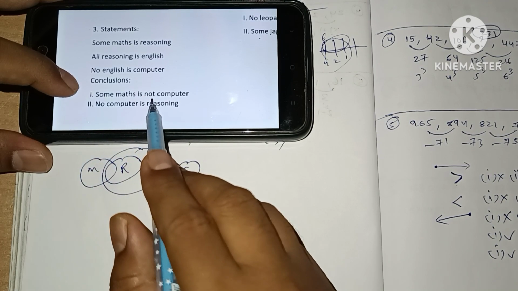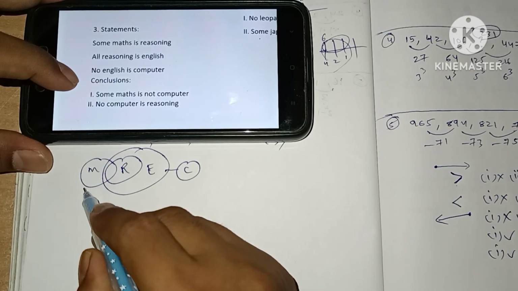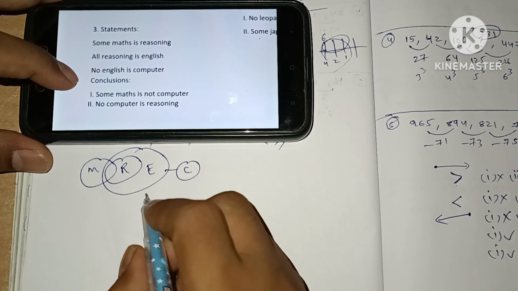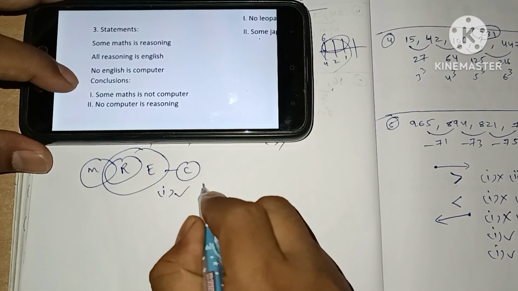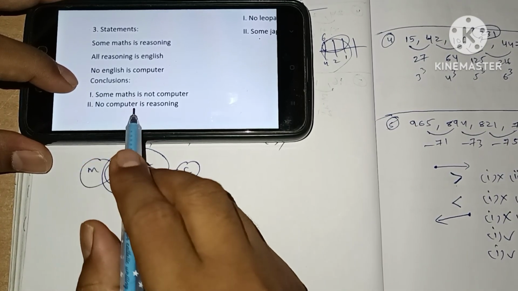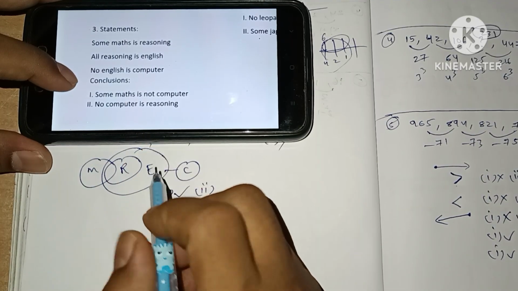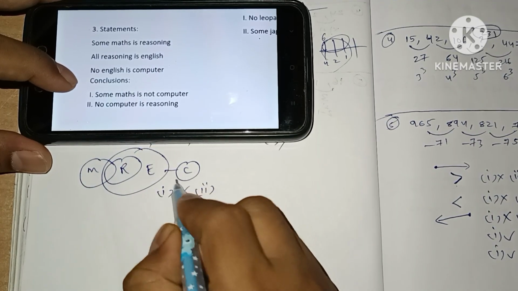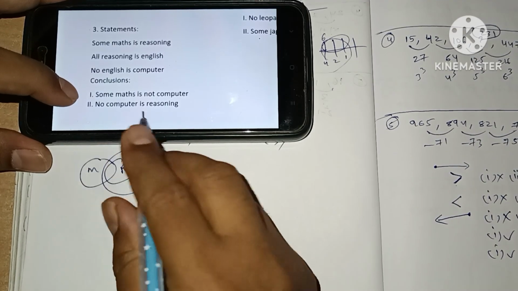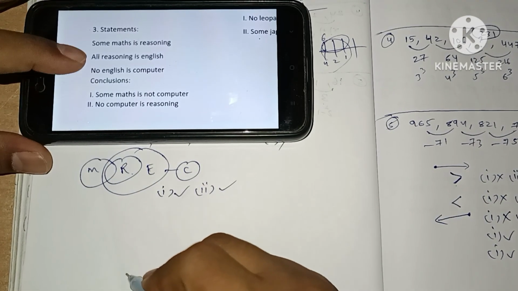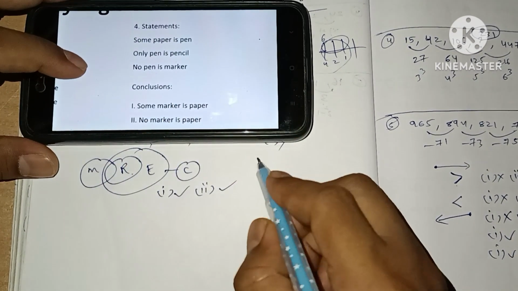We see not here. So we check all math can be computer. All math can be placed inside computer. Is it possible? No. If the all case fails, the some-not case will be true. Second conclusion. No computer is reasoning. We check if some computer is reasoning is possible or not. Some computer can share with reasoning. No. If the some case fails, the no case will be true. Okay, now we are going to see question number 4. Some paper is pen.